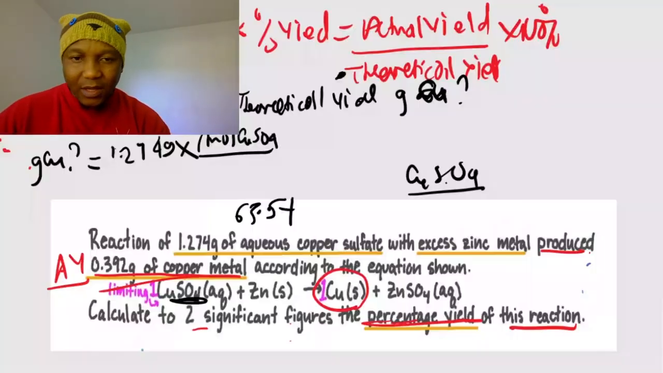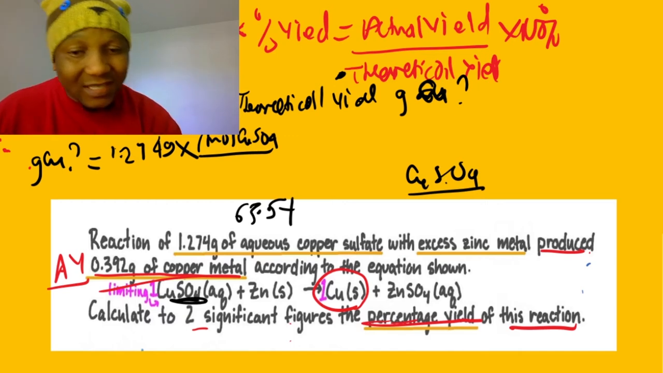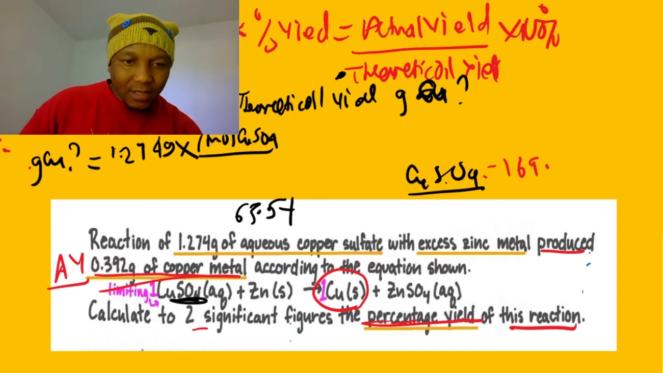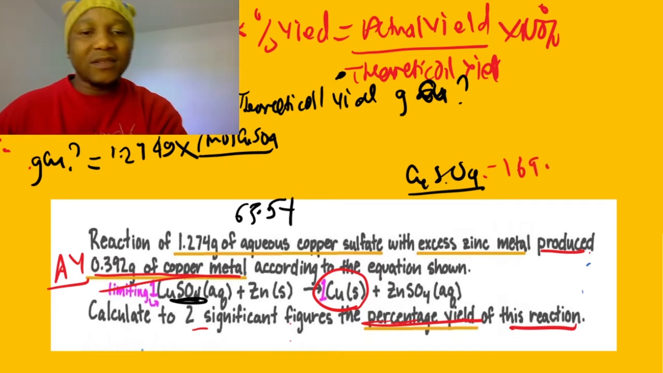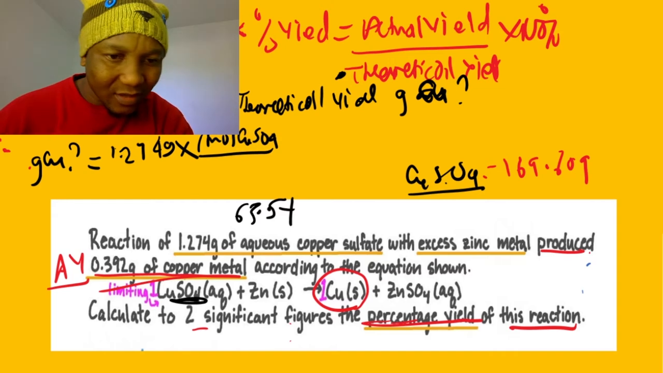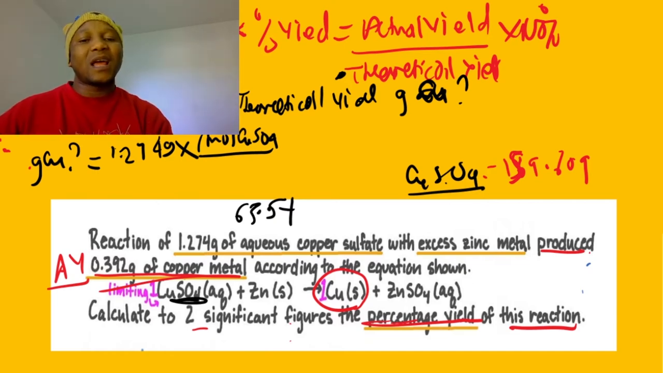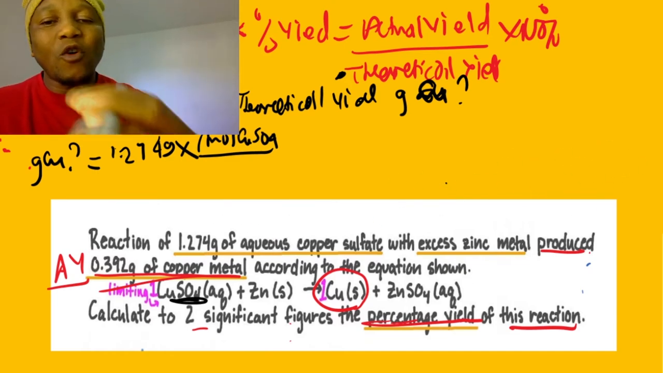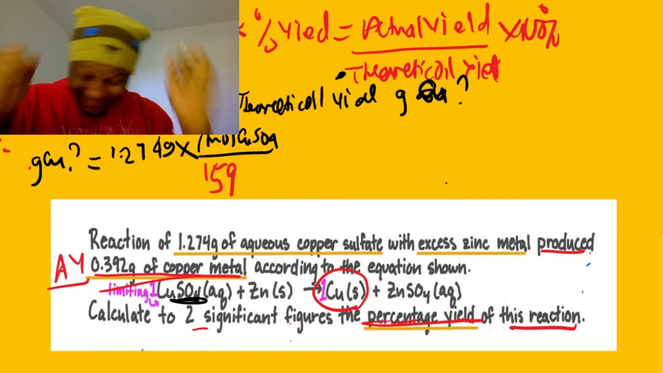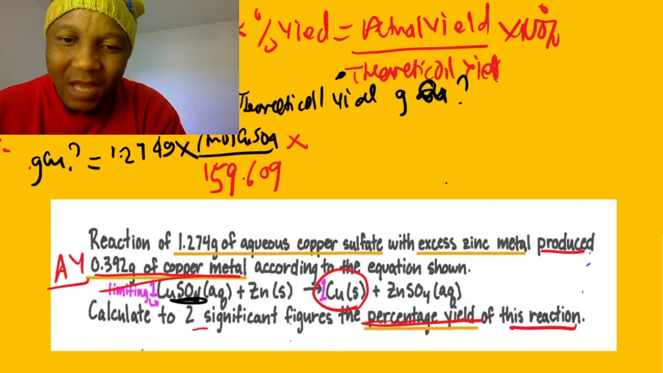Let me show you quickly. That gives us the molar mass of 159.609. If you put all this together, it's going to be 159.609. That's the molar mass, or you can say 159.6, somewhere around 159. My apologies, 159. So the molar mass of copper sulfate is about 159.6, and then we multiply.